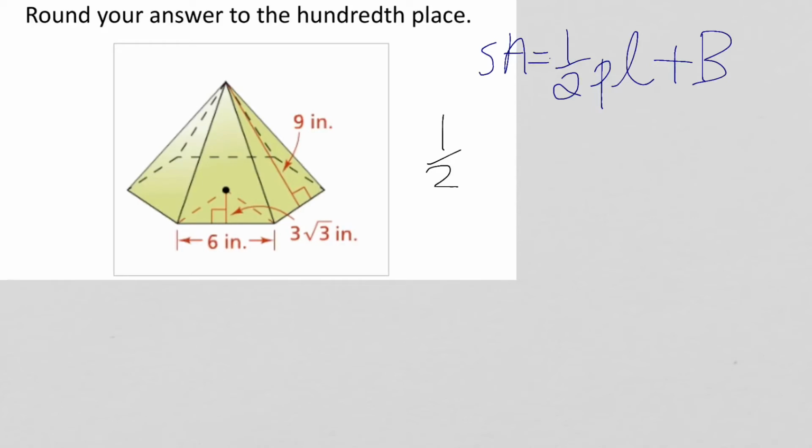All right, so I wrote down my formula. I am now plugging in what I need. So it's 1/2 times the perimeter of the base. It's 6 all around, and we have 6 sides because it's a hexagon. And they gave us the slant height as 9.